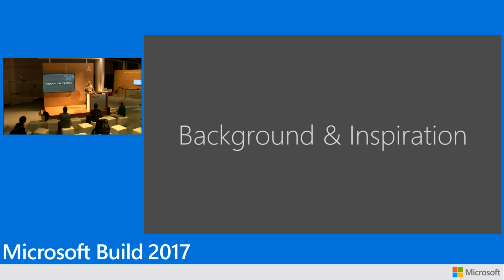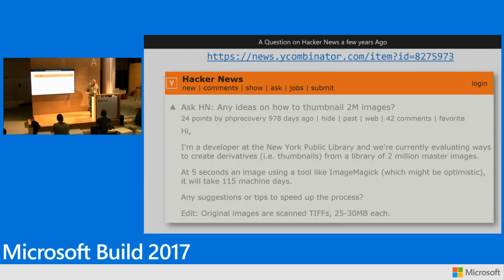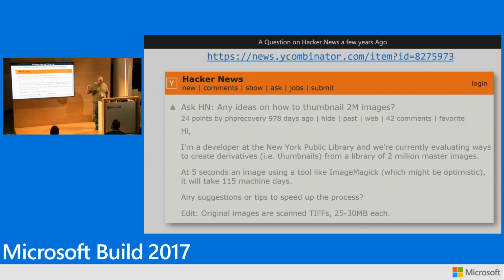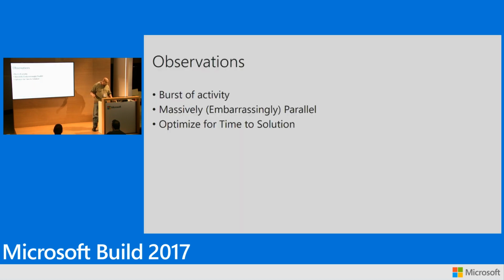Okay, I want to tell you what happened that made me want to do this session. It actually happened 3 years ago on Hacker News. Someone posted the following thing: the New York Public Library has 2 million images, like book covers, and I think they're 25 to 35 megabytes each. They're TIFF files, uncompressed, and he just wants to make thumbnails. That's the entire thing. I think this was going on the New York Public Library website. He calculated that, with ImageMagick, this would take 115 machine days, okay? And that's kind of challenging.